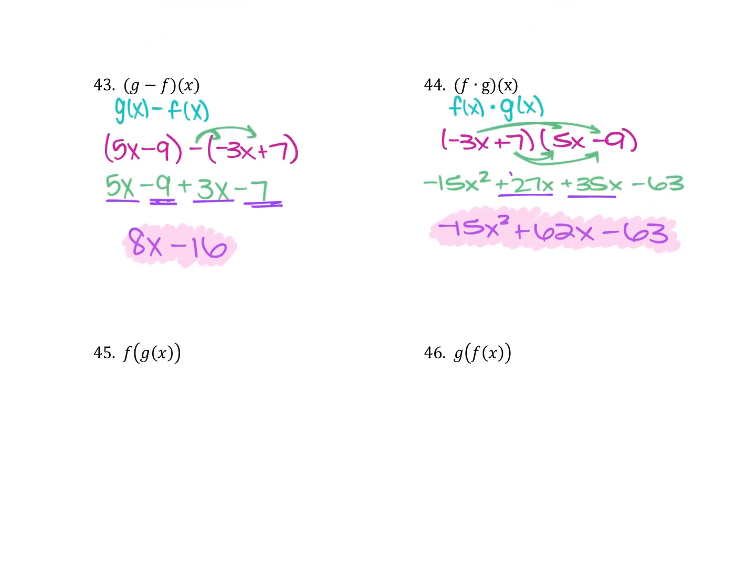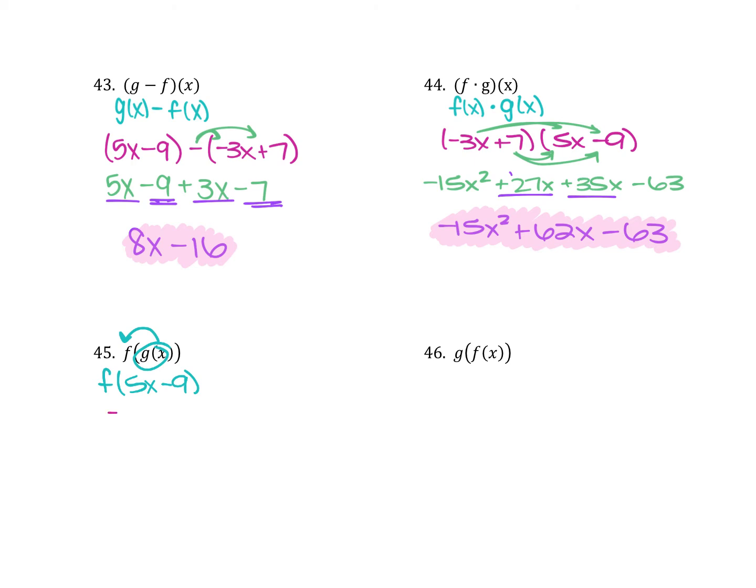For 45, you have f of g of x. So this one's telling you to take the g of x and plug it in for x in f of x. So you're really doing f of g of x, where g of x is the 5x minus 9. So this just means we're plugging in that 5x minus 9 in for x in f of x, which is the negative 3x plus 7.